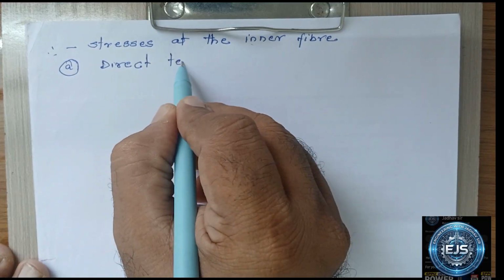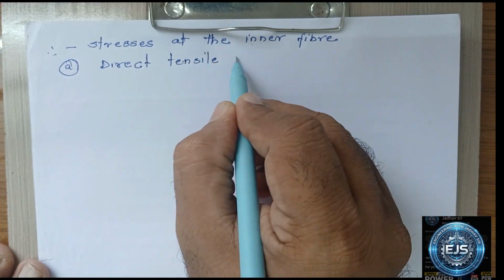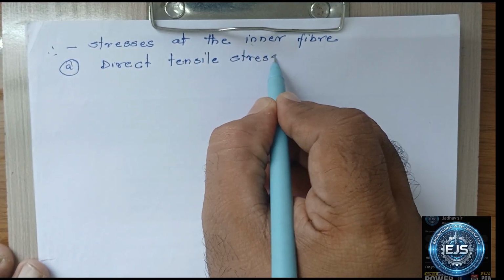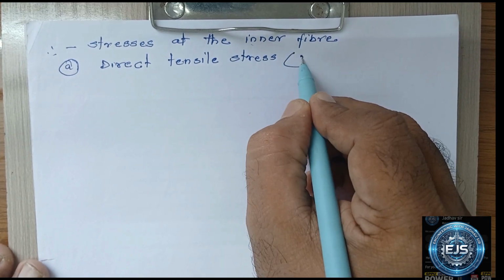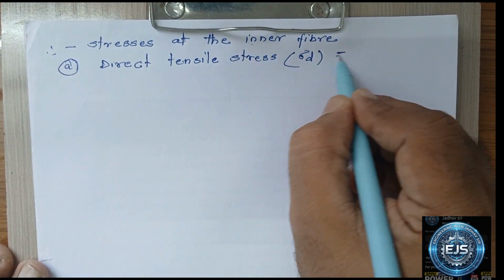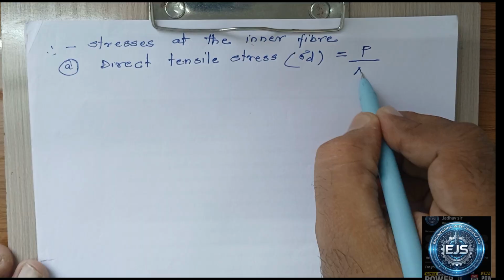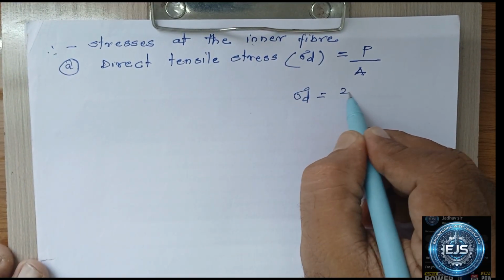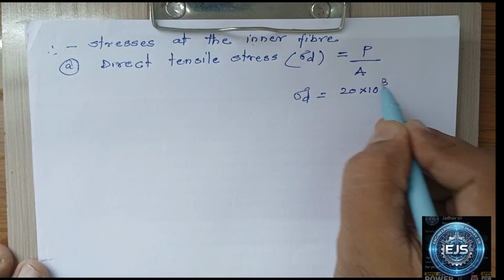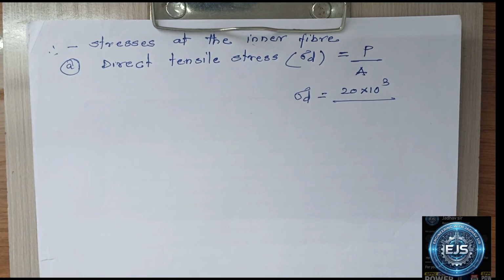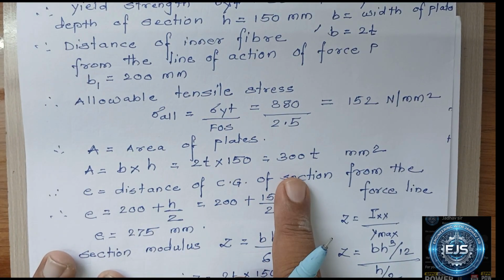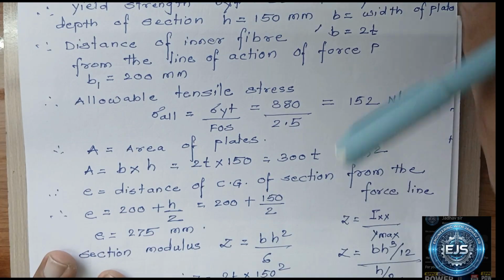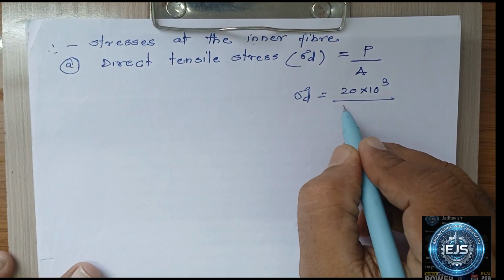So direct tensile stress, that is sigma D, and sigma D is equal to P by A, where P is the tensile load. So sigma D is equal to the load, 20 kilonewton, so 20 into 10 raised to 3, divided by the area of the plate that we have calculated. It is 300 into T. So it is divided by 300 into T.